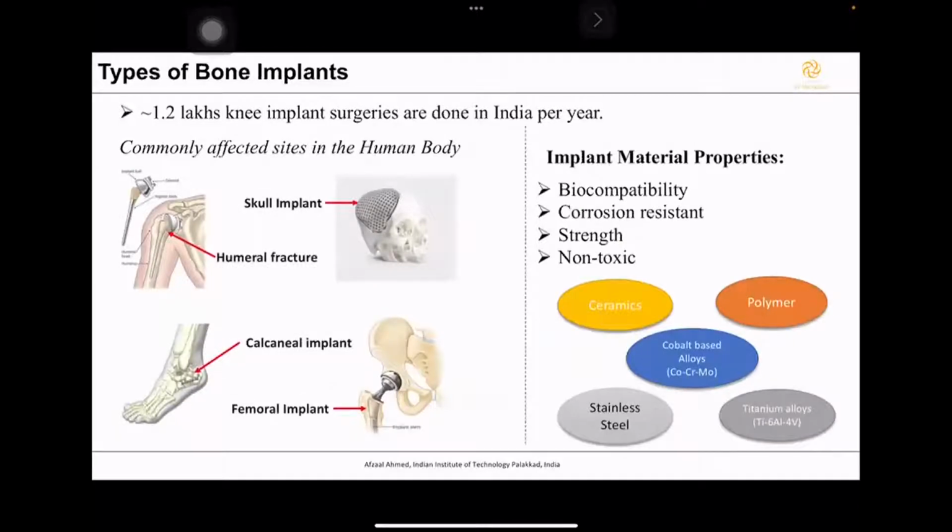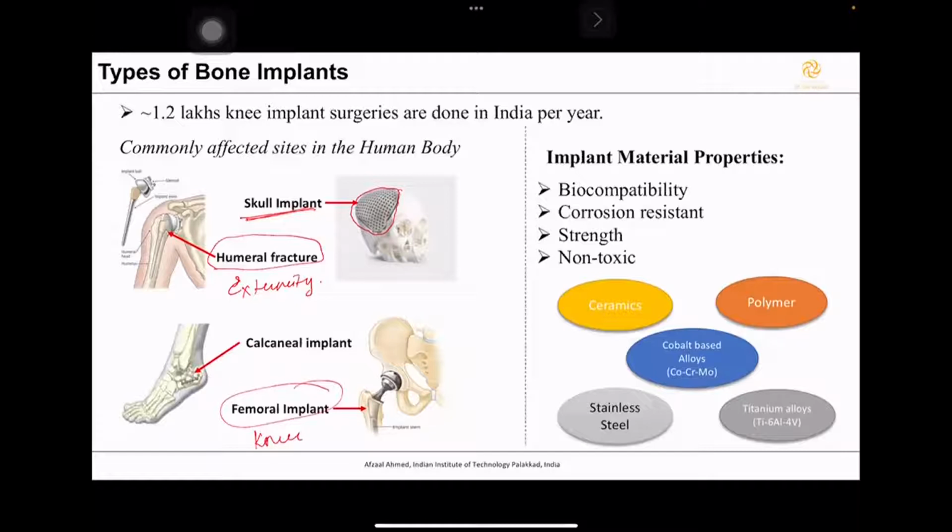Okay, so let's move to the next slide, which is on types of bone implants. We have briefly discussed this. You can see this is a kind of craniomaxillofacial implant. Here this particular thing has been replaced, which is a part of a skull. Then you have humeral fracture, which is a kind of extremity implant. Then you have the femoral implant, which we have already discussed, related to knee implants, and then this ankle implant.